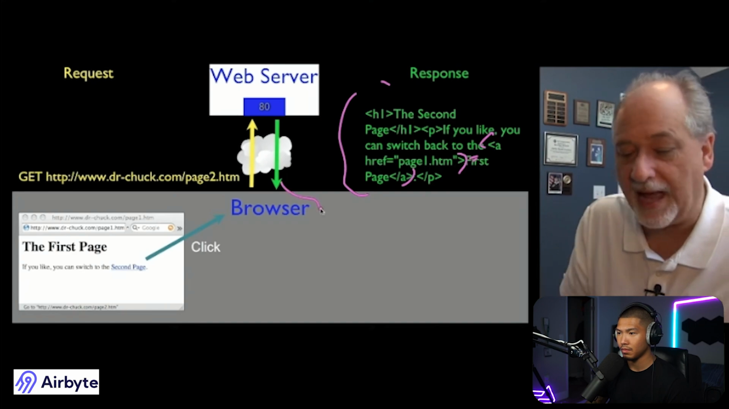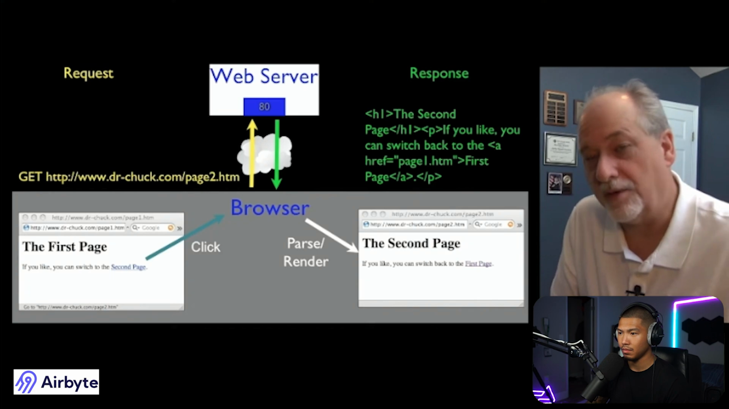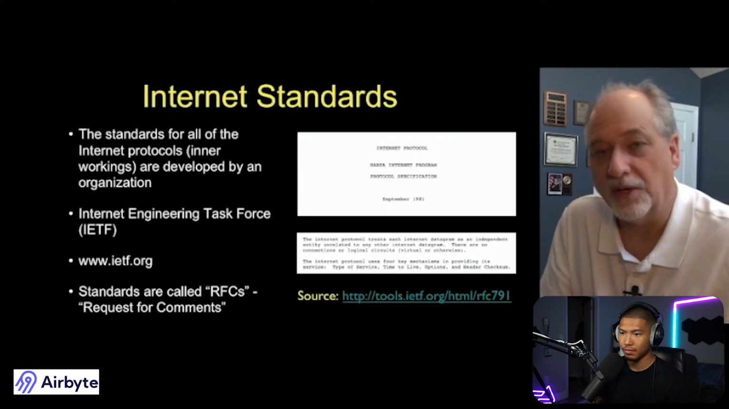Now your browser gets this back and renders it according to the rules of HTML and CSS and JavaScript, parses it, and then makes a pretty web page. This web page happens to have a link back to the first page, and if you click there, it will do this over and over again. And that's the request-response cycle. And that's governed by a series of internet standards.